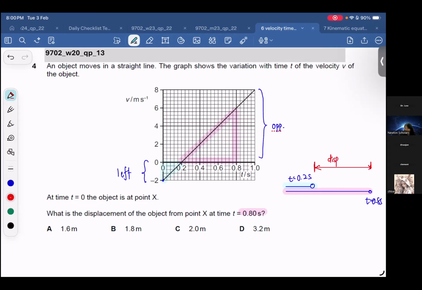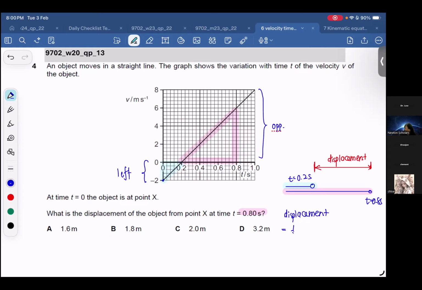This is displacement. What you should do is count the area, the distance, for the blue color triangle. Then you count for the pink color. Then you subtract it. So here, for displacement, the pink color region is actually the larger distance, so I'm using the larger distance minus the smaller distance.